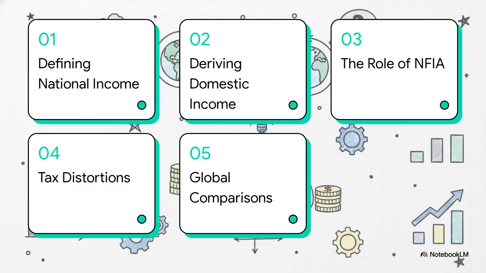Okay, let's dive right into our rigorous roadmap for today. First, we'll be defining national income. Second, deriving domestic factor income. Third, exploring the role of NFEIA. Fourth, we'll neutralize indirect tax distortions. And finally, we'll apply this to international economic comparisons.